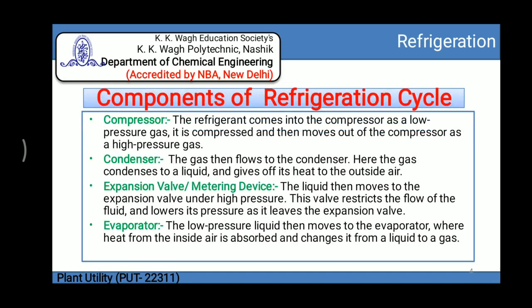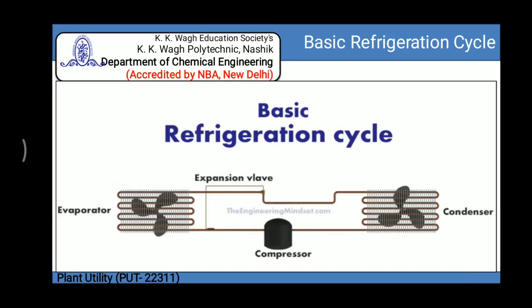The components of refrigeration cycles are: the compressor, where the hot gases are compressed, then it is sent to the condenser where these gases are converted into liquid, then it is sent to the expansion valve or metering device where the flow of that liquid is restricted, and then it is sent to the evaporator where actual evaporation takes place and that liquid is again converted into gases. This is a basic refrigeration cycle. It consists of evaporator, compressor, condenser and expansion valve.